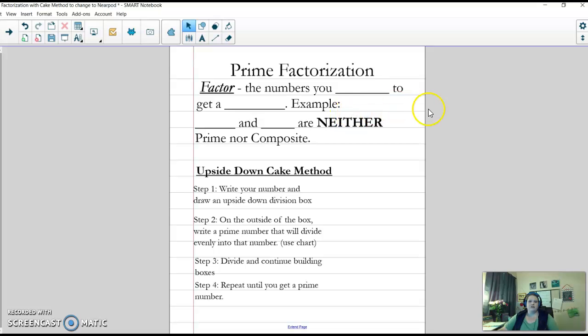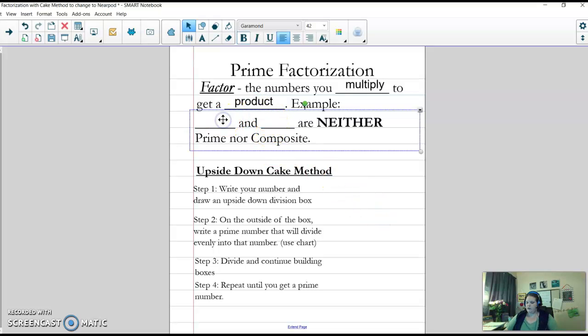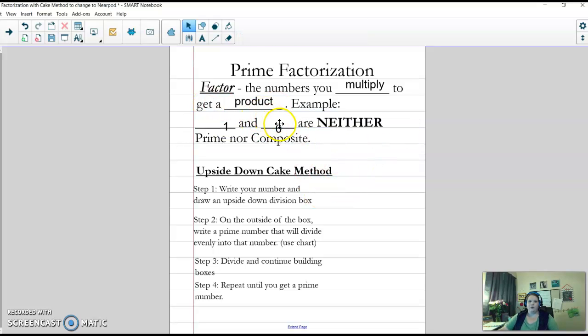So, prime factorization. Well, a factor, which we've talked about several times, is the number that you multiply to give you a product. And we know that 1 and 0 are neither prime nor composite. They are their own numbers that stand off by themselves.